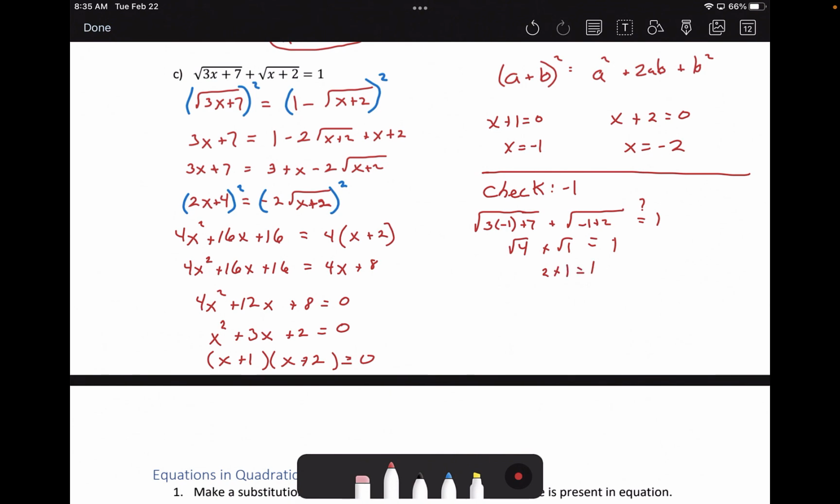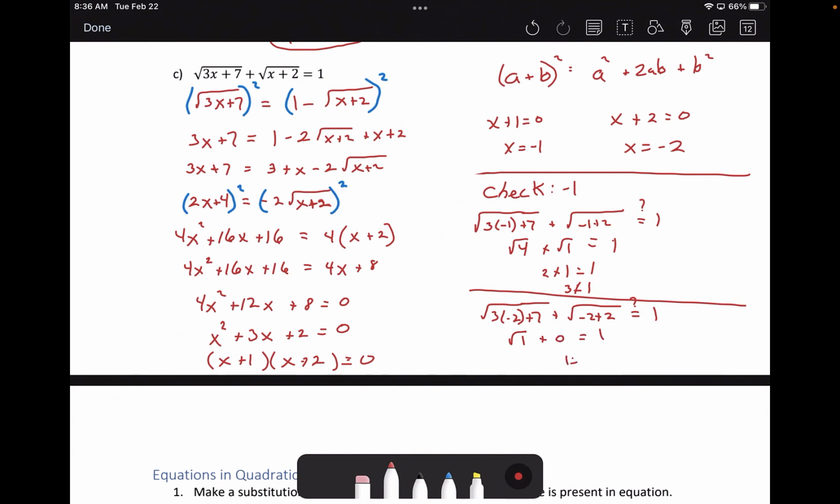2 plus 1 is not equal to 1. So it looks like -1 does not work. Let's check the other one. So let's check -2. Square root of 3 times -2 plus 7 plus the square root of -2 plus 2. We're asking, is that equal to 1? First we get the square root of 1 plus 0. Is that equal to 1? 1 equals 1. Looks like -2 is the only one that works. -1 is extraneous.